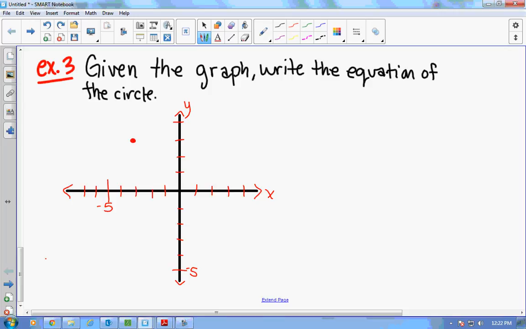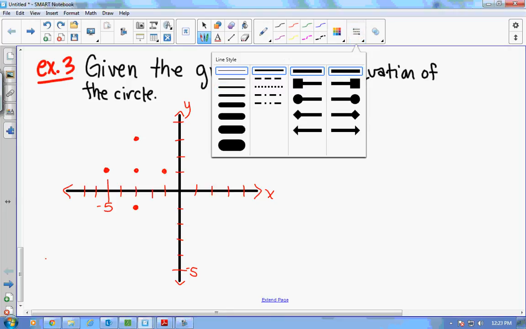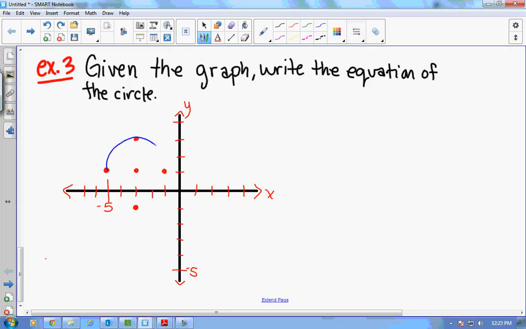Oops, that's not very centered, is it? There's a poorly drawn circle for you.